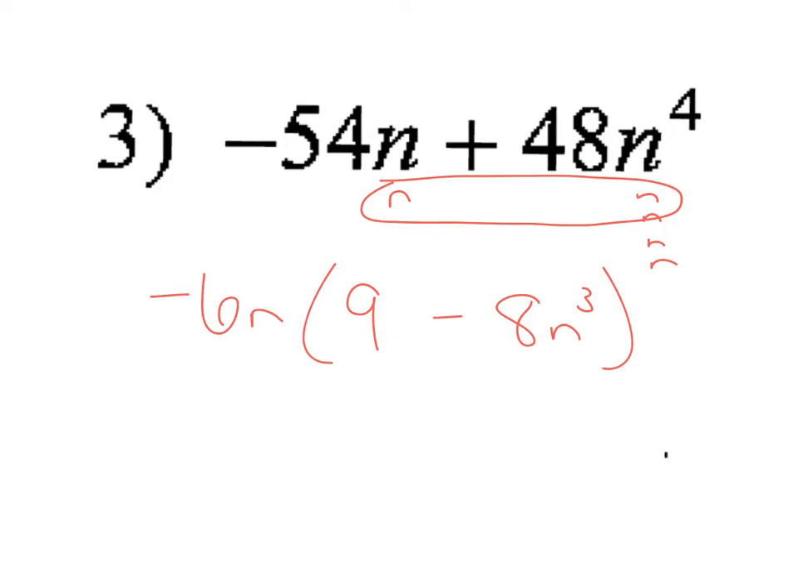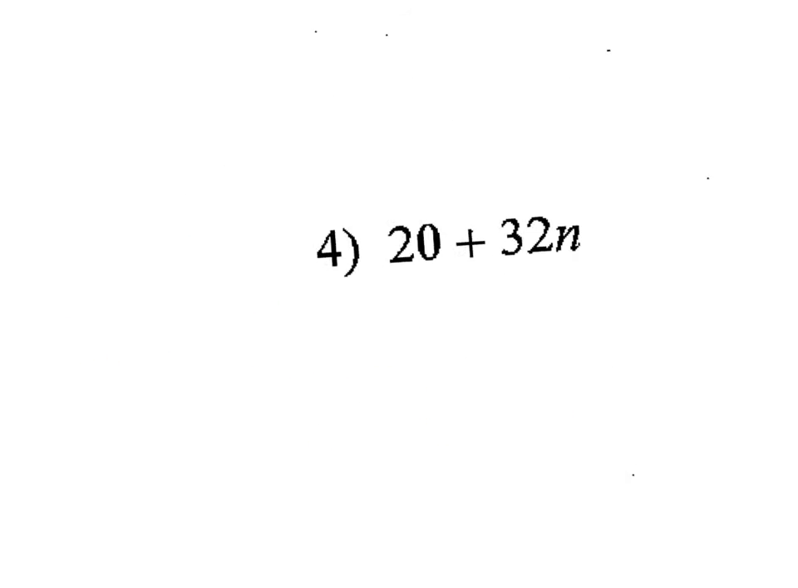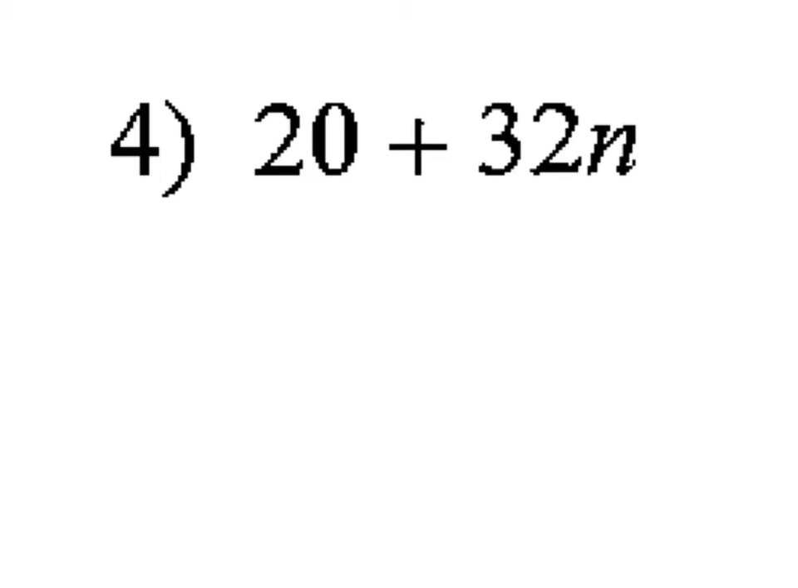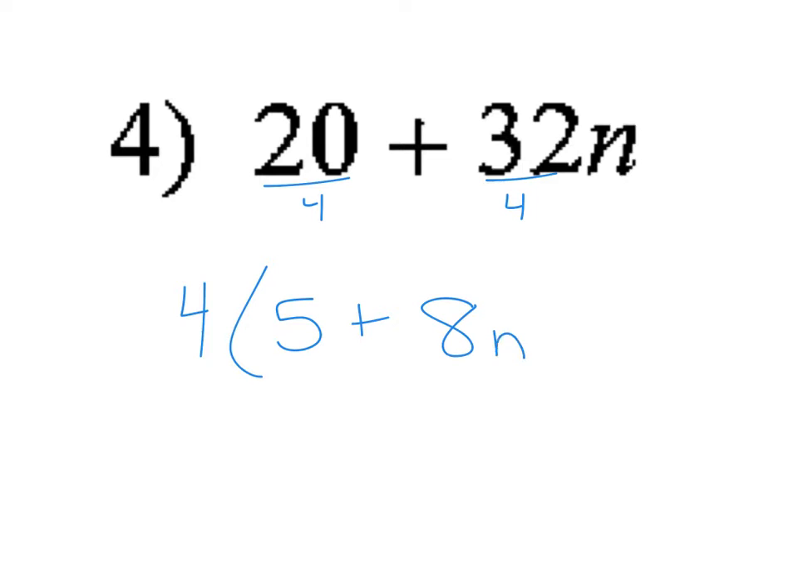Okay, now if you just went ahead and kept the negative, or didn't take the negative out, and you just took a 6n out and then got a negative 9 and a positive 8n to the third, that's fine as well. I would accept either answer in that case. All right, number 4. Okay, so on number 4, first thing you're going to do is figure out the biggest number that comes out. So the biggest number that will come out here is a 4. Now, they don't both have variables, so I can't pull a variable out. So again, we're just basically dividing both parts by 4. So 20 divided by 4 is 5, plus 32 divided by 4 is 8, and the n is left over.